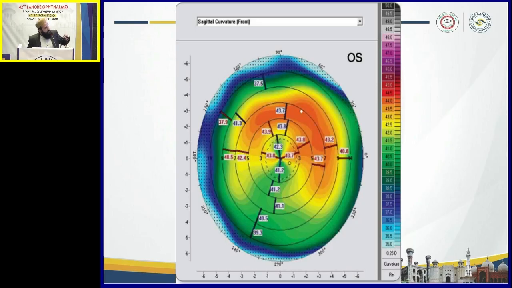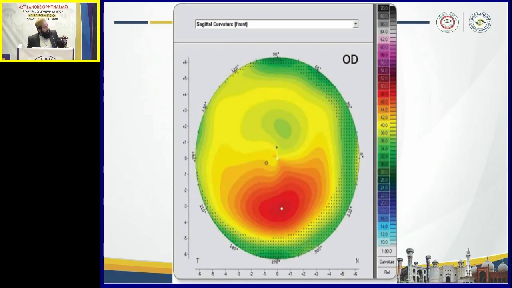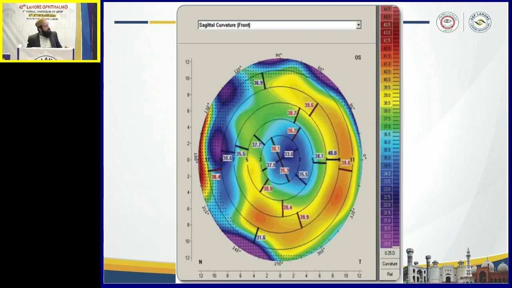And we see this pattern. This is a hot area superiorly, like this. And this is inferior steepening with a hot area inferiorly. And these are the cool areas. So can anyone tell, this patient might have gone through which procedure? Any one of you?